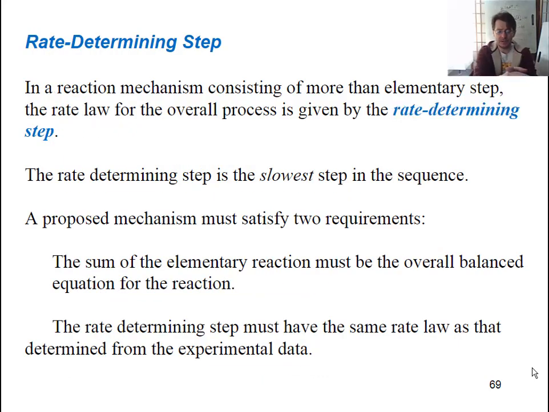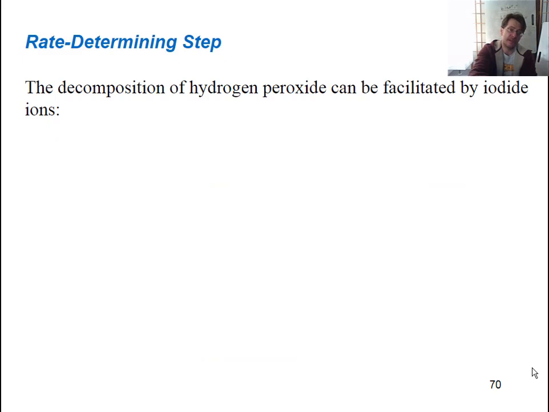And so it turns out that what matters is the slowest step. Right? The slowest step is the one that controls the rate law. So we can call this the rate determining step. And so when we have a slow step, the rate law is going to closely reflect the reality of that step. And so you can look at these elementary steps and figure that out.